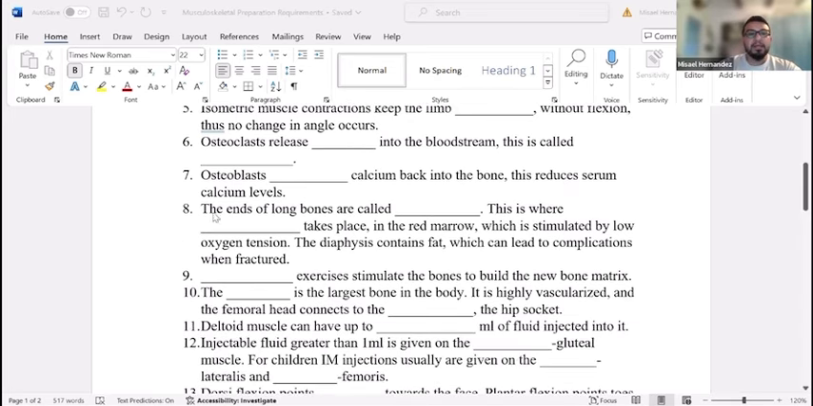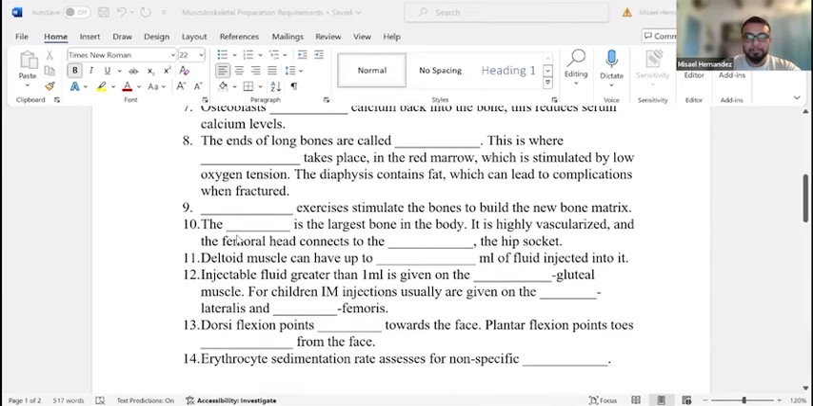Number eight, the end of long bones are called blank. This is where blank takes place. In the red marrow, which is stimulated by low oxygen tension, the diaphysis contains fat, which can lead to complications when fractured. Number nine, blank exercises stimulate the bones to rebuild new bone matrix. Number 10, the blank is the largest bone in the body.